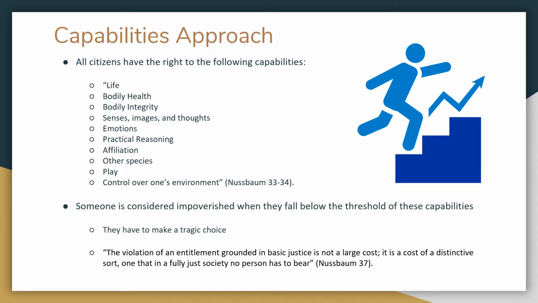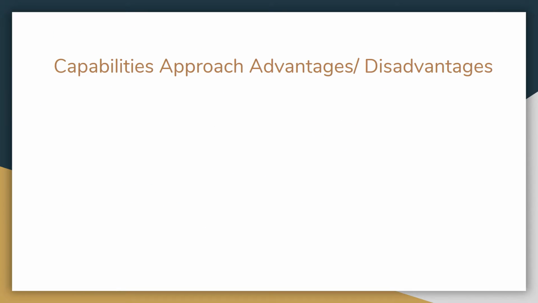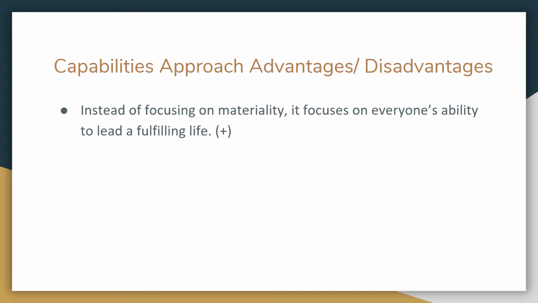Nussbaum states, the violation of an entitlement grounded in basic justice is not a large cost. It is a cost of a distinctive sort, one that in a fully just society no person has to bear. The capability approach positively focuses on everybody's ability to lead a fulfilling life, not materiality. While this is a utopian ideal, it is subjective because of its necessary discursive measurement.